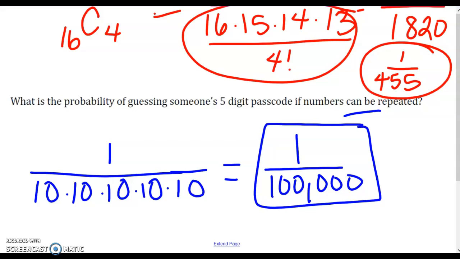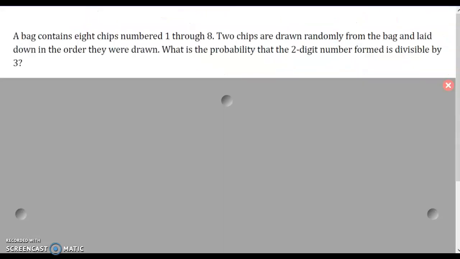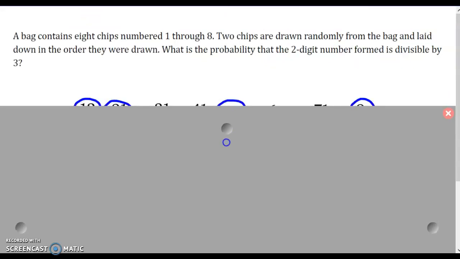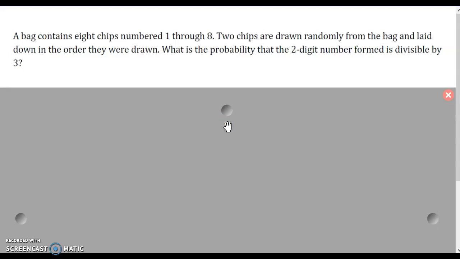All right, last couple. A bag contains 8 chips, numbered 1 through 8. 2 chips are drawn at random from the bag and laid down in the order that they were drawn. What is the probability that the 2-digit number formed is divisible by 3? Okay, so this one gets a little tricky because realistically, you need to go through and list all these and then figure out how many are divisible by 3.